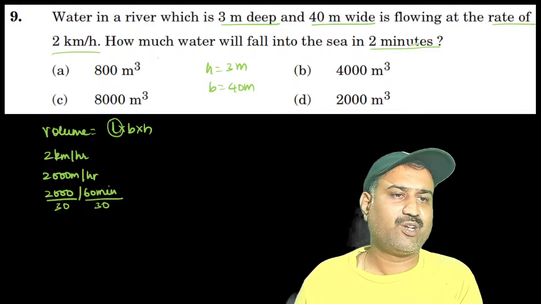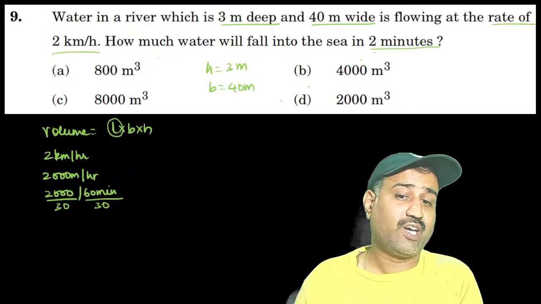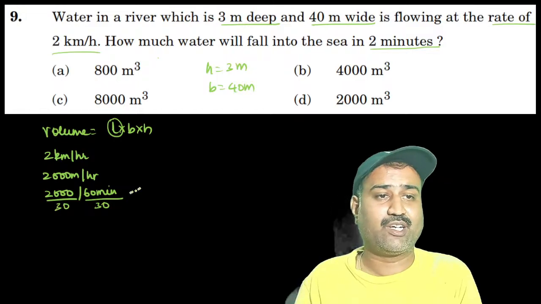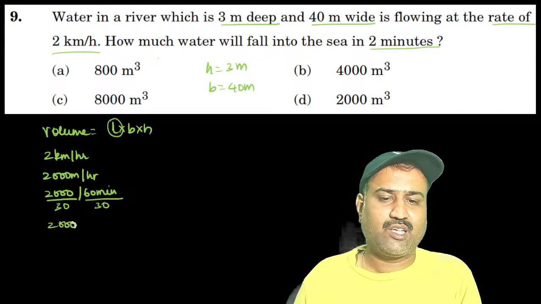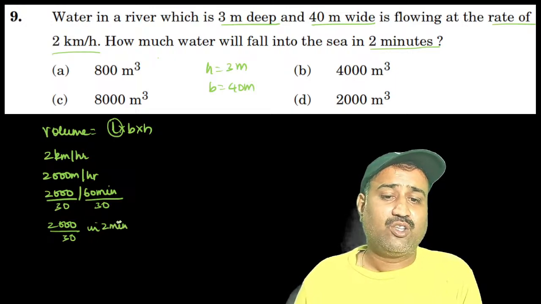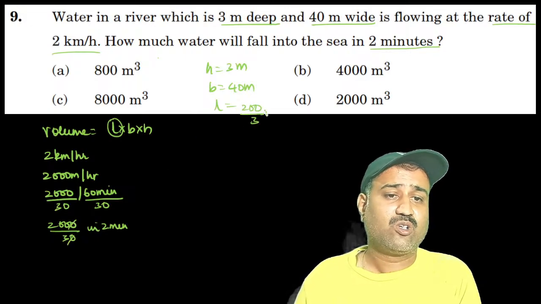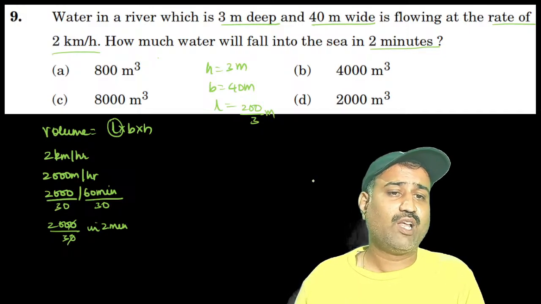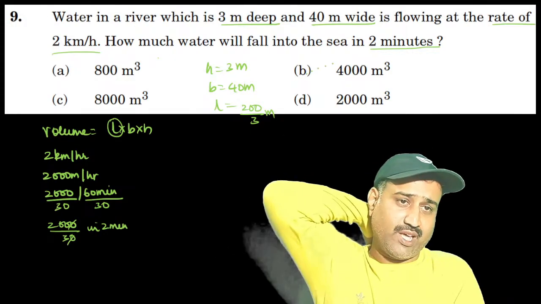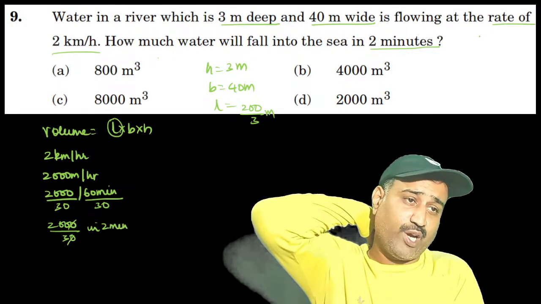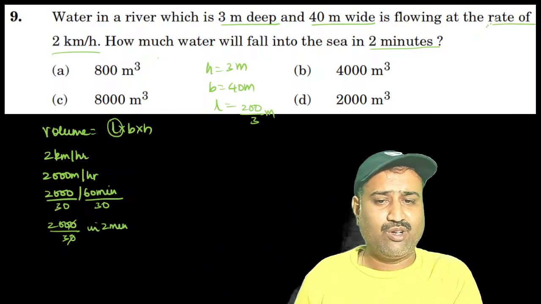Because I need to get it for 2 minutes. Therefore 60 by 30 is 2 minutes. That's why I'm dividing by 30. If it is 1 minute, I should divide by 60, right? Therefore 2000 by 30 in 2 minutes. Zeros cancel, 200 by 3 meters. I assume length as 200 by 3 meters. I have converted flow rate into length here.